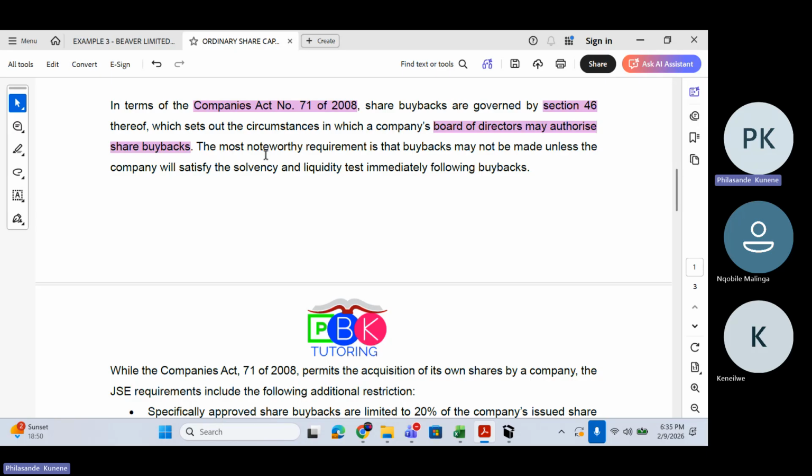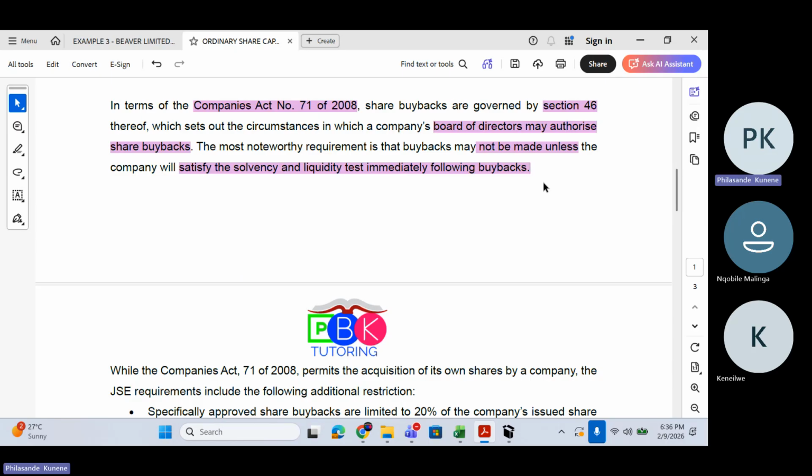The most noteworthy requirement is that buybacks may not be made unless the company will satisfy the solvency and liquidity test immediately following the buyback. So which means now immediately after buying back those shares, you must be able to pay your creditors if they want their money.